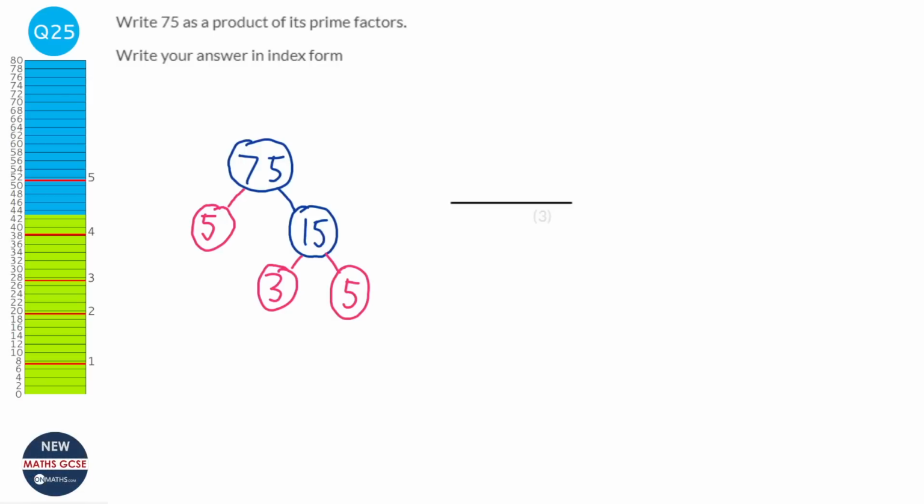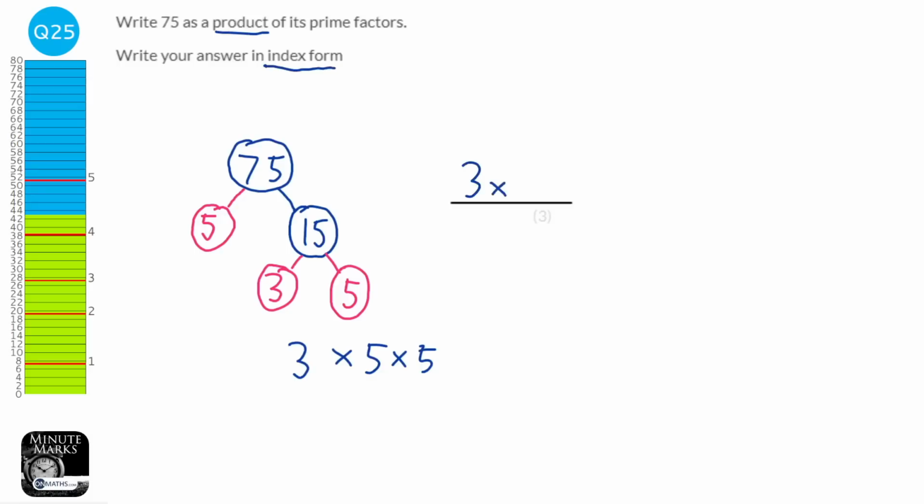And so we're going to write these in a list. So 3, 5 and 5. The product means that we put a times sign between them. But if you notice here we've got 5 times 5, so a different way of writing that in index form is 5 squared. So our answer will be 3 times 5 squared.